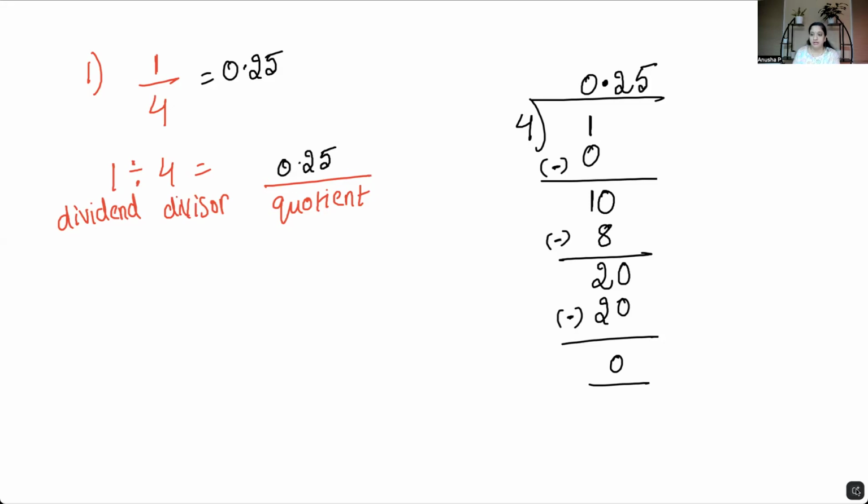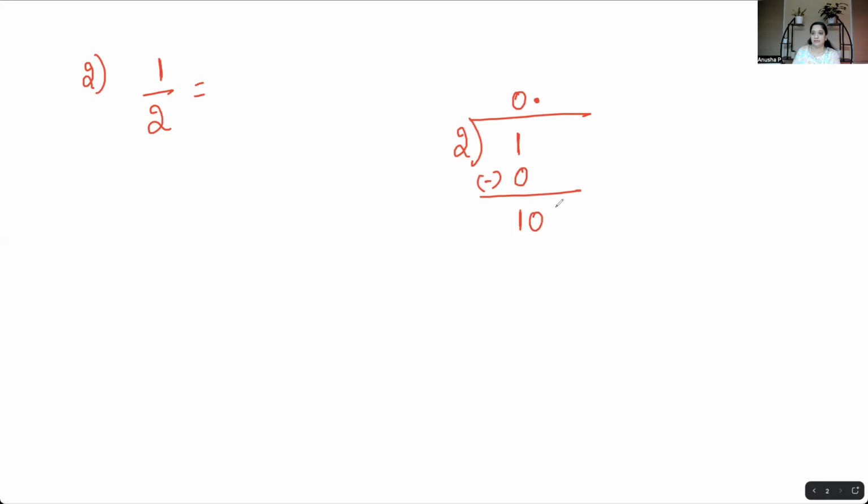Let me explain the second example. The second example is 1/2. Again, the divisor 2 will be outside and the dividend 1 will be inside. 1 divided by 2. We will not get 1 in the 2 table, so 2 times 0 is 0. 1 minus 0 is 1. Because we can't write the remainders, we will keep the decimal point and 0. 2 times 5 is 10. So 10 minus 10 is 0. So 1 divided by 2 is nothing but 0.5.